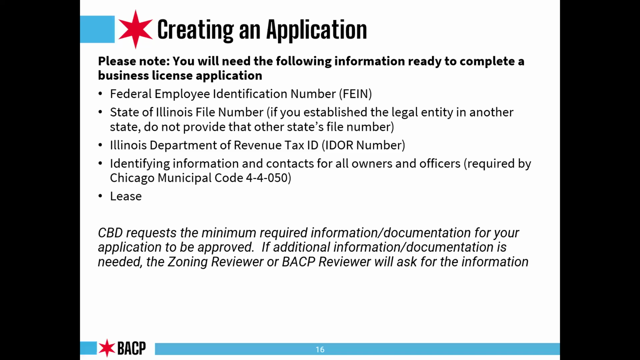Also, you're going to need to provide identifying information and contacts for all owners and officers. That is required by Chicago Municipal Code 4-4-050. We will require that owners and officers declare their home address, their personal phone number, either their cell or their home number, and their social security number and birth date. All of that needs to be supplied.